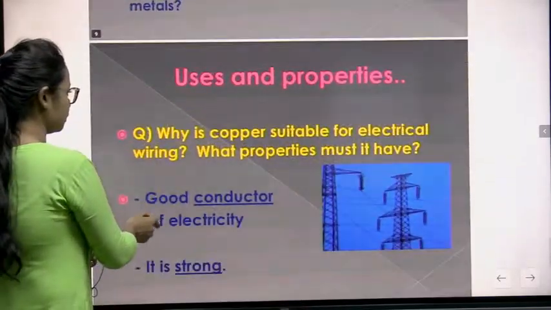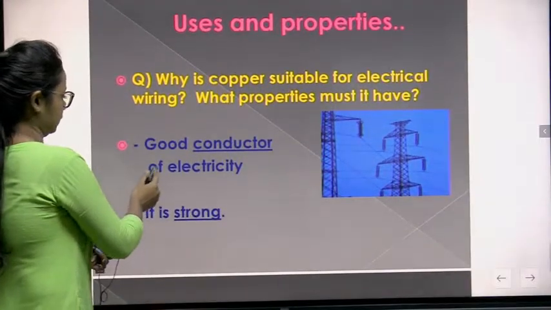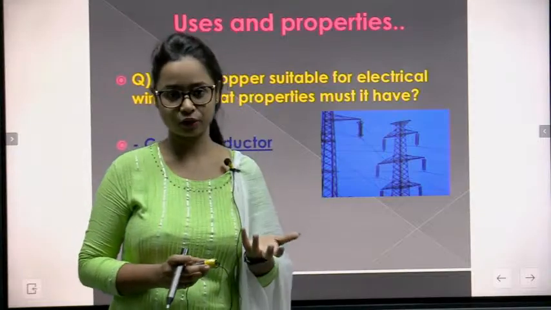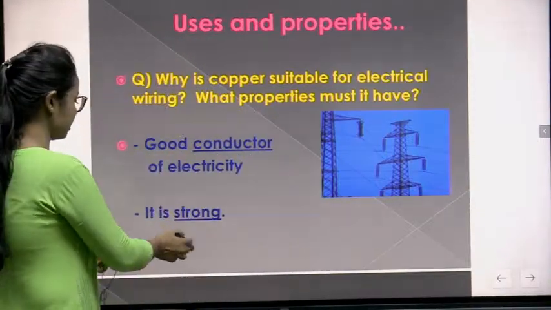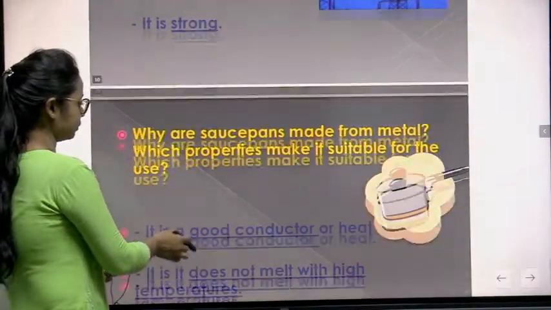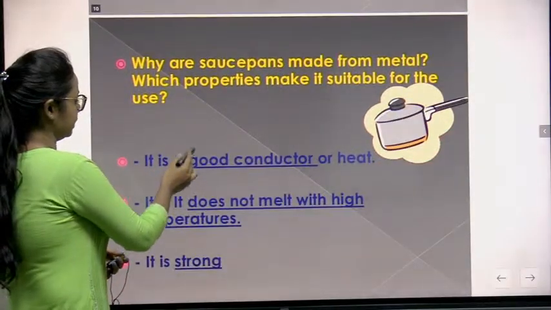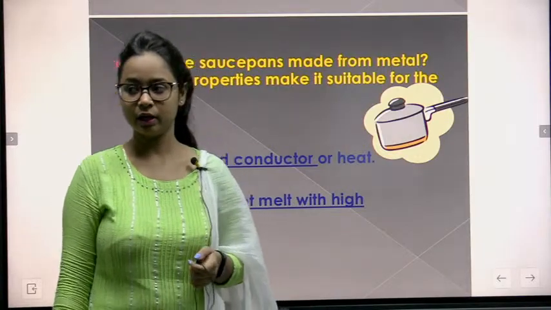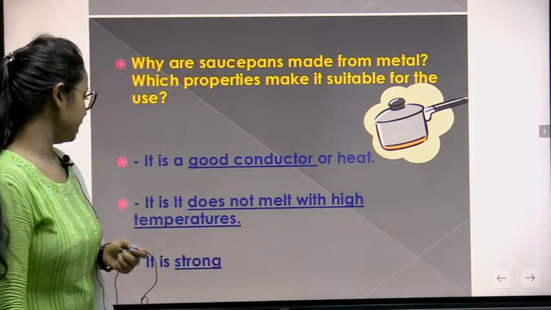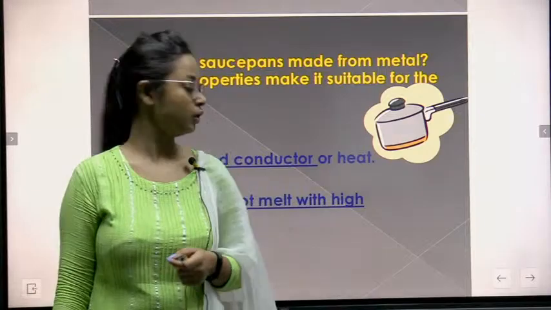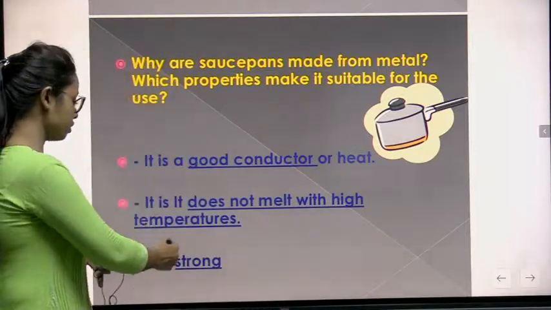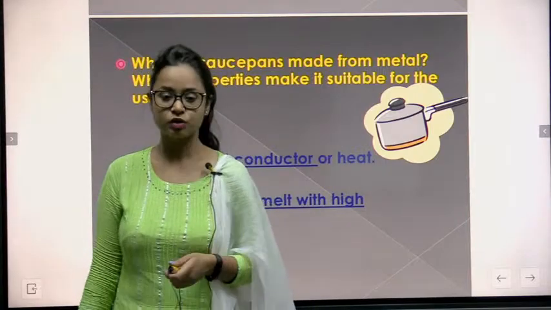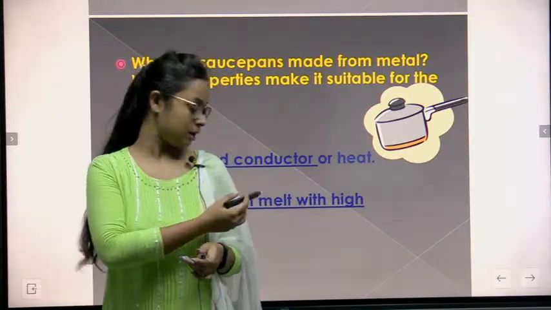What are the uses and properties? They are good conductors of electricity. The wires are good conductors. Metals are good conductors of electricity. Also, they are very strong. Next, they are good conductors of electricity or heat. Second, it does not melt at a high temperature, and also it is a strong metal. So that's why utensils are basically made up of strong things, or metals.